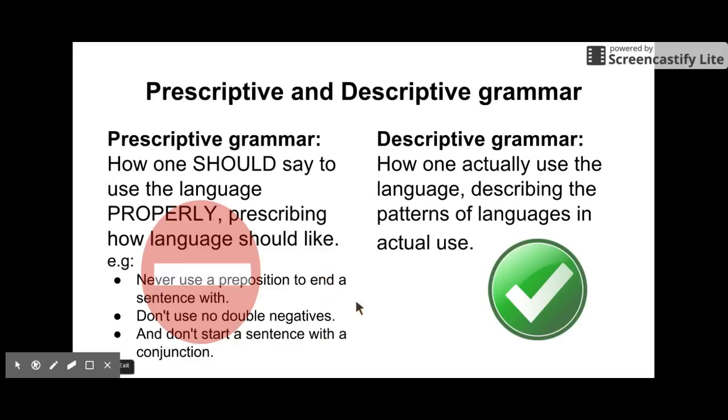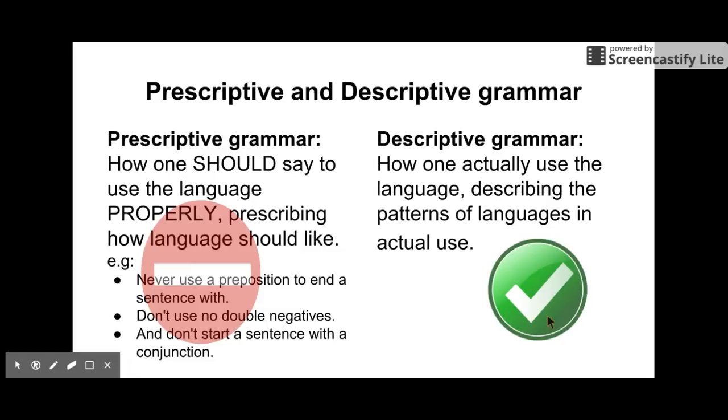Okay. On the other hand, we have descriptive grammar. How one actually uses language, describing the patterns of languages in actual use. Linguistic study cares about descriptive grammar only. We don't care about prescriptive grammar at all. Okay.